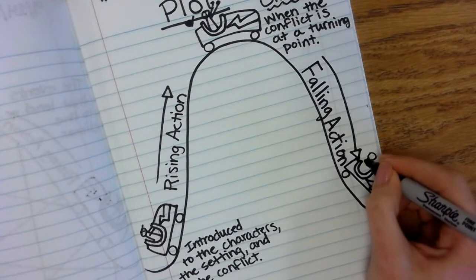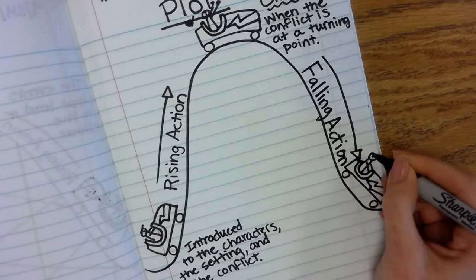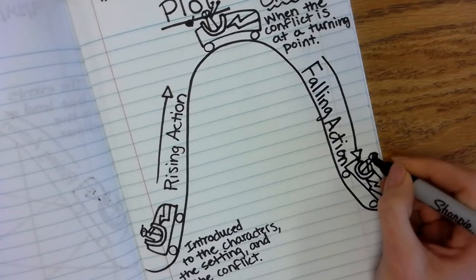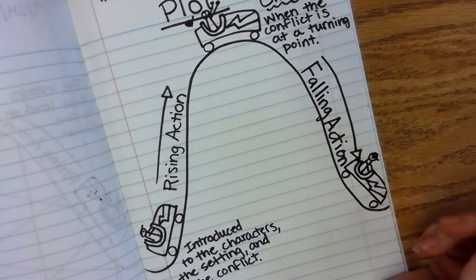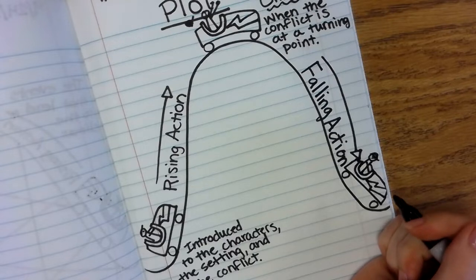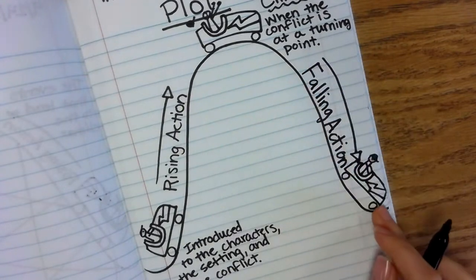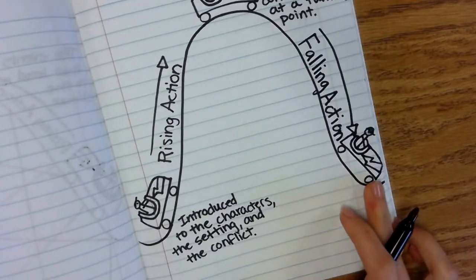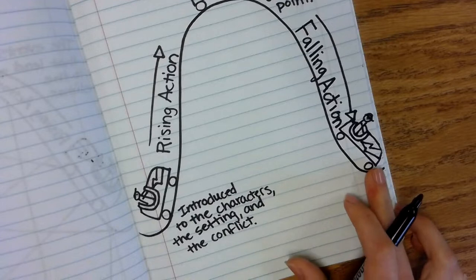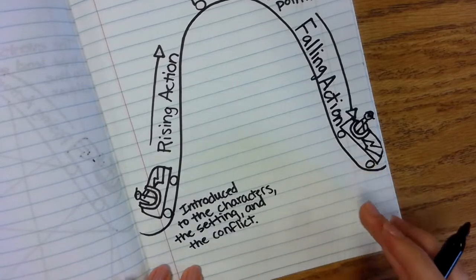And so the big bad wolf is not able to eat the third little pig because the third little pig was smart enough to outwit that big bad wolf, right? So he solves the problem. It's the falling action. So this is the conclusion, or how the conflict is solved.